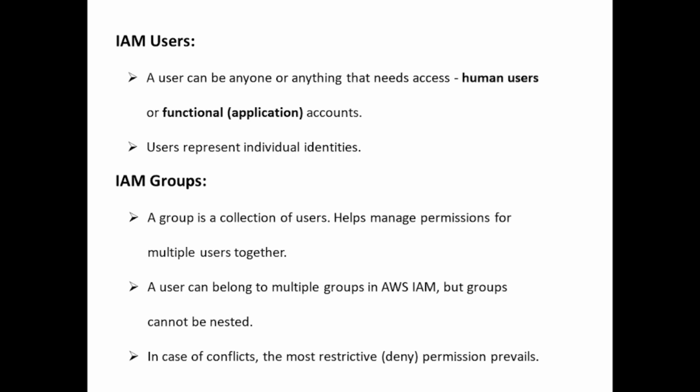Users. This represents individual people or services that interact with AWS. Think of them as actual logins for devs or apps. Groups. A collection of users that share the same permissions. This makes it easier to manage access when you have multiple users with similar roles.